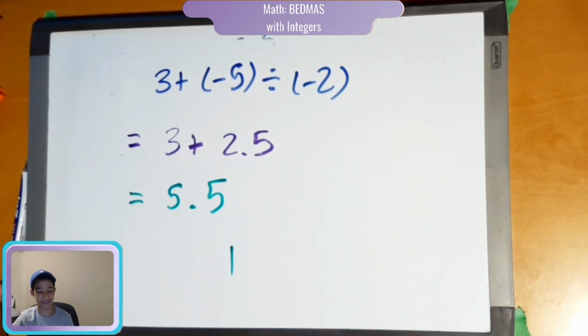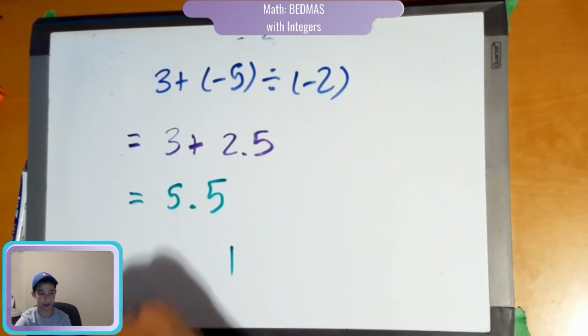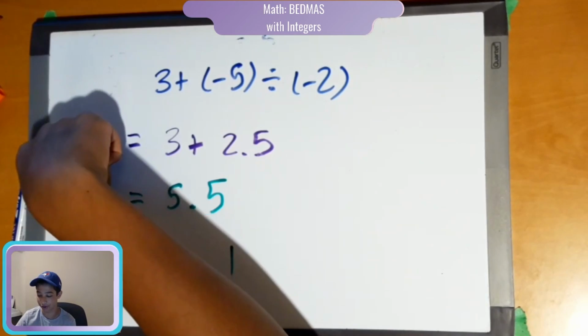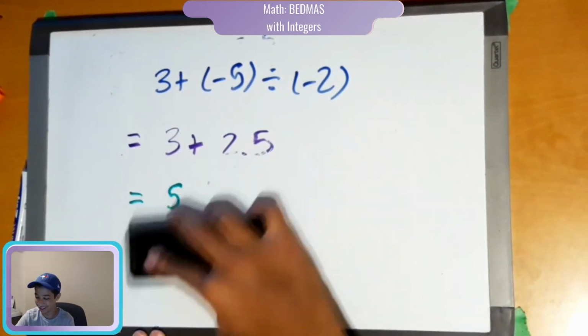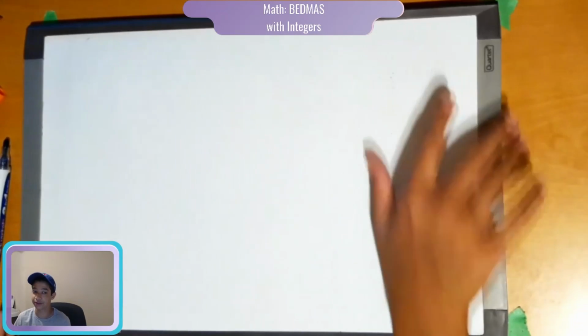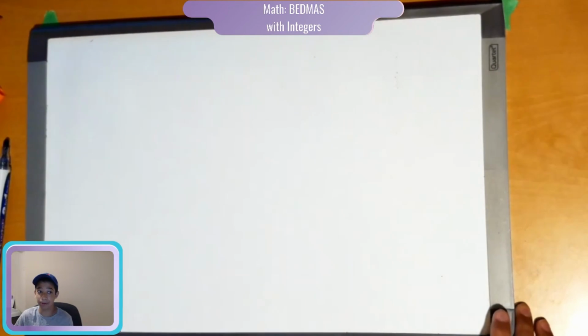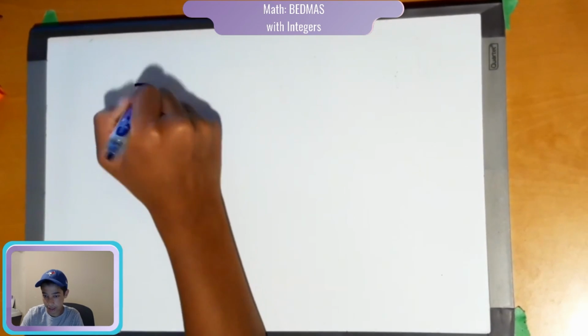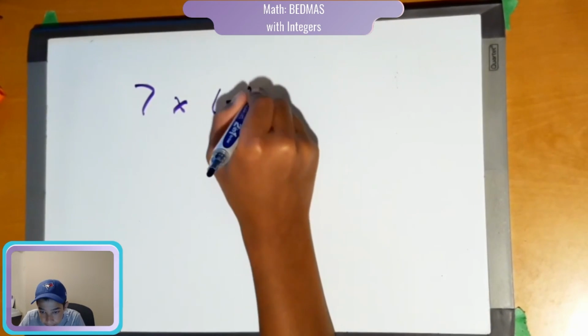So I just realized I wrote 1 in the corner down where my face cam is blocking, so sorry. But yeah. So it definitely matters. There might be a rare occasion where it won't matter, but it usually matters. 7 times negative 4 plus 2.